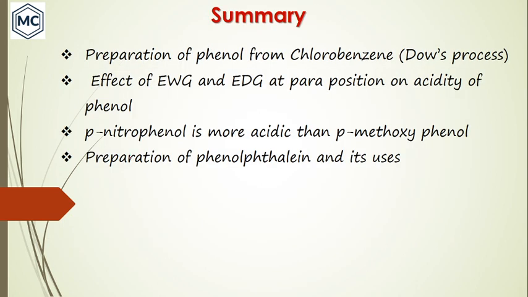In summary, we have learned how phenol can be prepared from chlorobenzene by the Dow process, and the effect of electron withdrawing and electron donating groups at the para-position of phenol on its acidic properties. We found that para-nitrophenol is more acidic than para-methoxyphenol. We also learned the preparation of phenolphthalein and its uses.